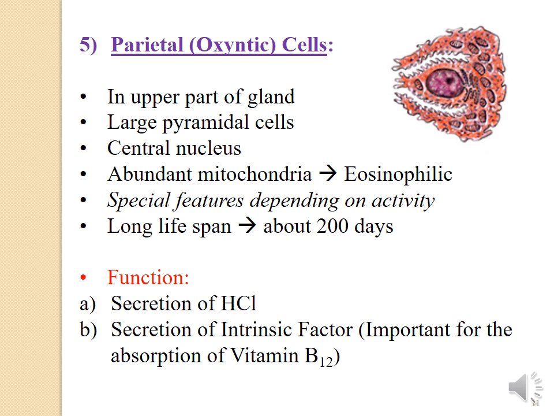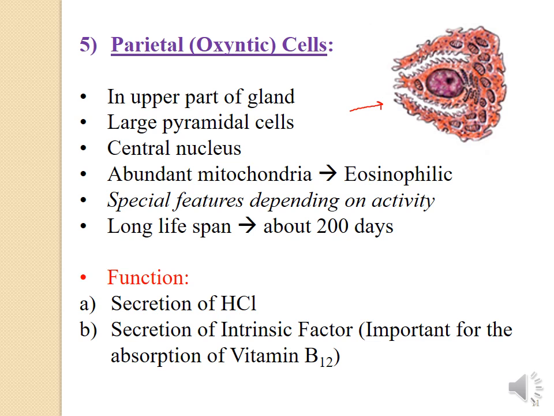Then we have parietal cells, also called oxyntic cells. This is a unique cell in the stomach, and it has features that are not found in any other cell in the body. Parietal cells are found in the upper part of the gastric glands. They are large pyramidal cells, large in size and pyramidal in shape. They have a centrally located nucleus with abundant mitochondria.